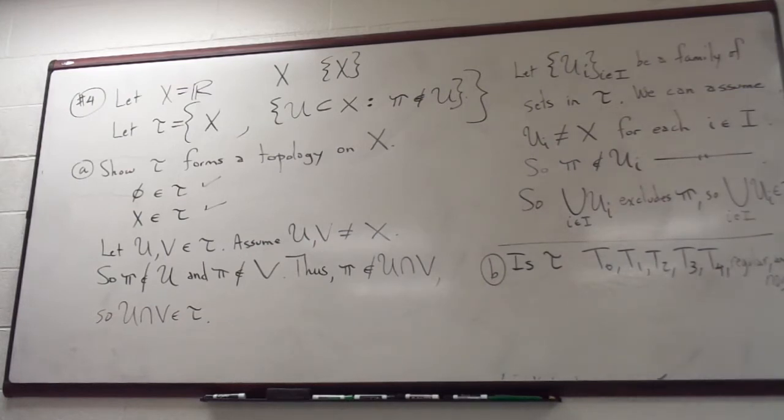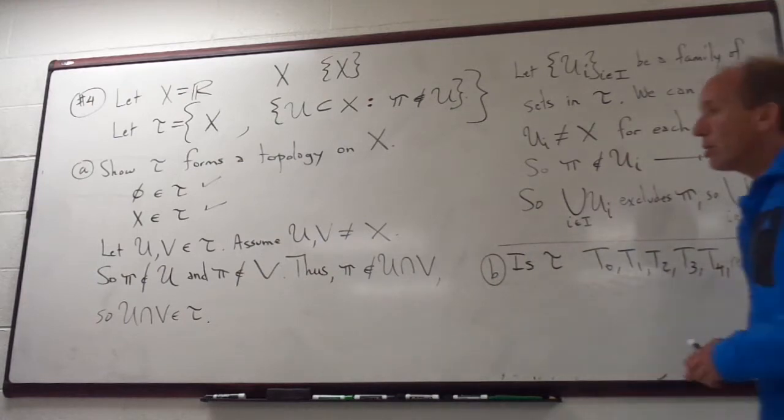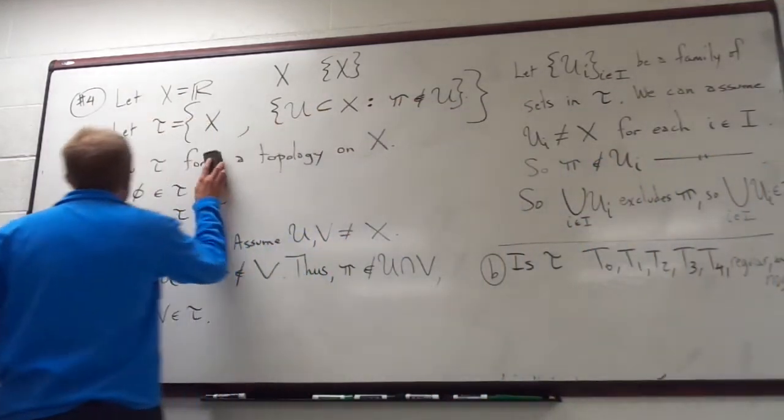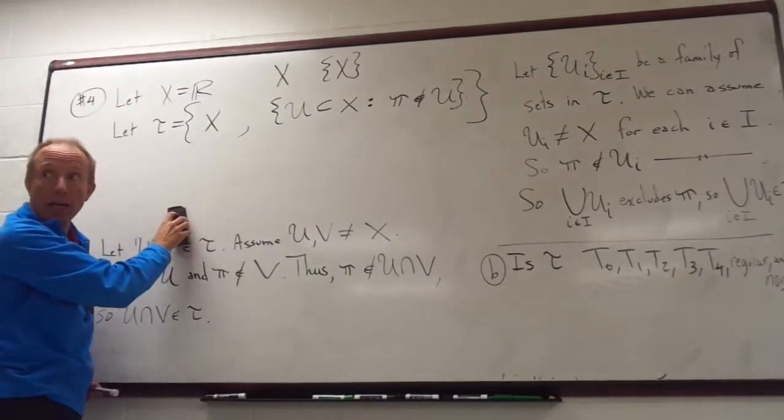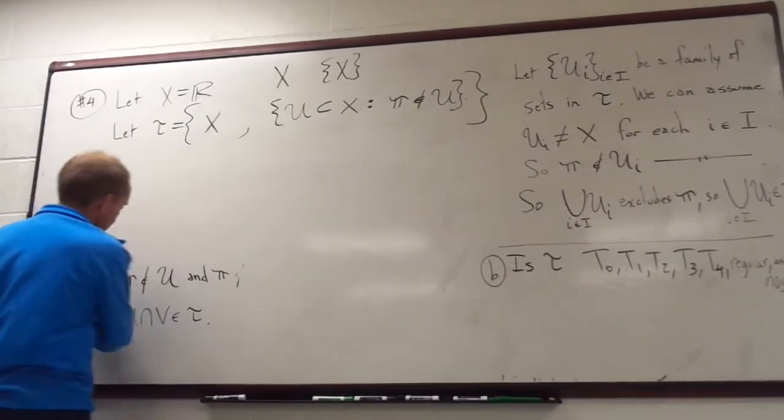Jason? Because the closed sets must contain pi, we wouldn't necessarily have disjoint closed sets, correct? The closed sets must, actually that's a good question. What are the closed sets here? Let's look at that. The empty set is a closed set that doesn't have pi in it. Oh, correct. But you're right.